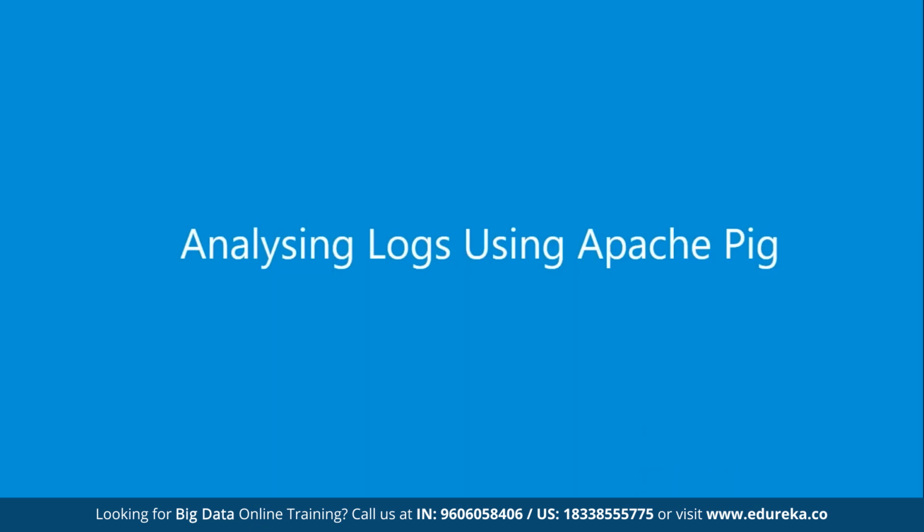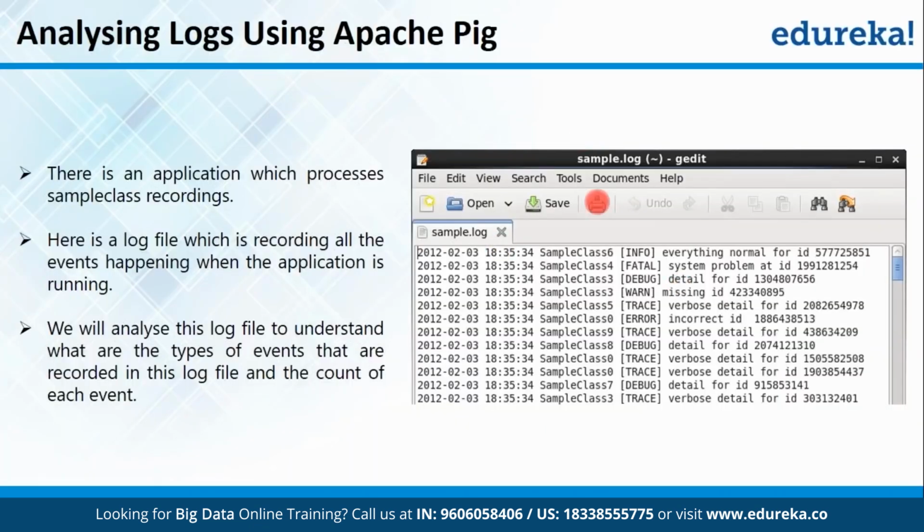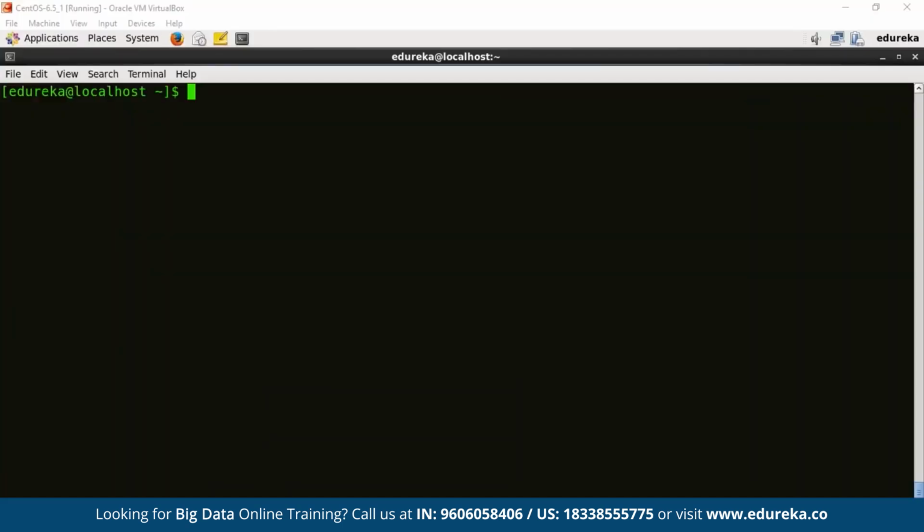Now we'll see how to analyze logs using Apache Pig. Okay, so this is the log file that you have. This log file has been created by an application which processes the sample class recordings. Okay, so this log file is generated when the application is running and it records various events into the log file. So the task is to understand what are the various events that are recorded in the log file as well as the frequency of these events. Guys, first of all, let me show you the sample log file that we have.